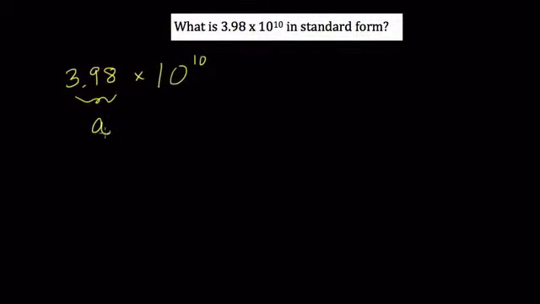Let me just write this in notation for you. This number a, the first number, the coefficient, some people call it the first factor because we're multiplying these two factors here. This first factor is greater than or equal to 1, but at the same time less than 10, and we're talking strictly about the absolute value.